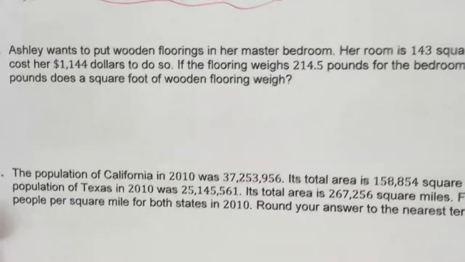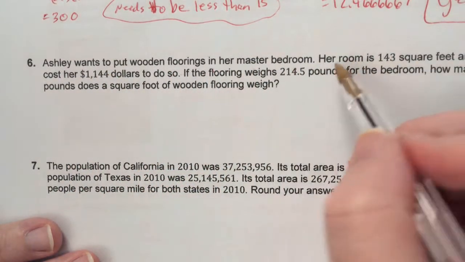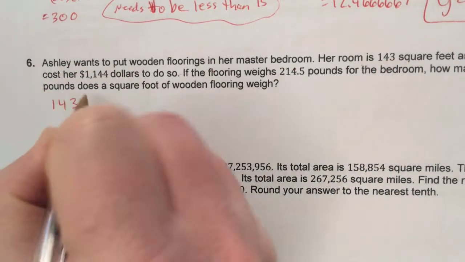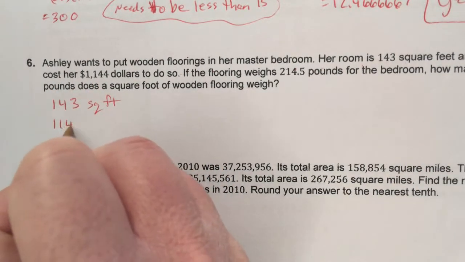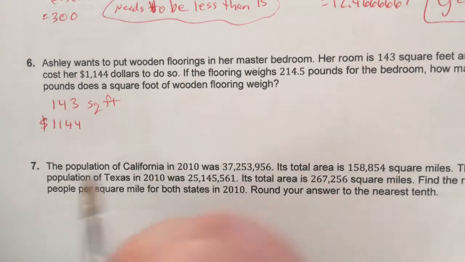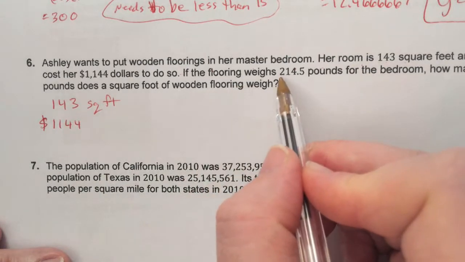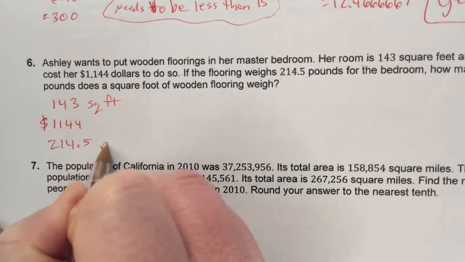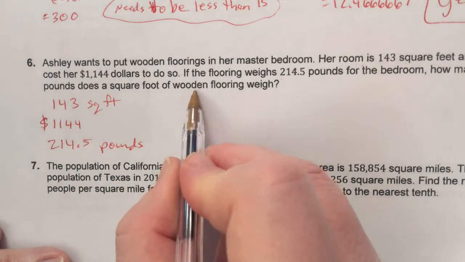All right, number 6. Ashley wants to put wooden flooring in her master bedroom. Her room is 143 square feet, and it will cost $1144 to do so. I don't know what I'm going to do with that, but I just wrote it down. And the floor weighs 214.5 pounds in her bedroom. How many pounds does a square foot of wooden floor weigh?